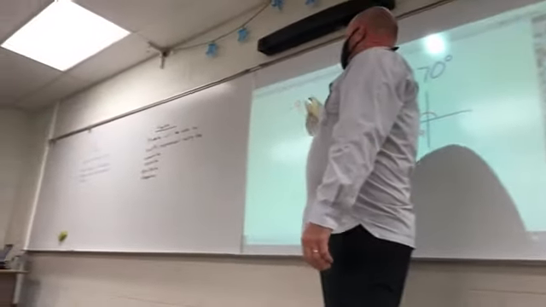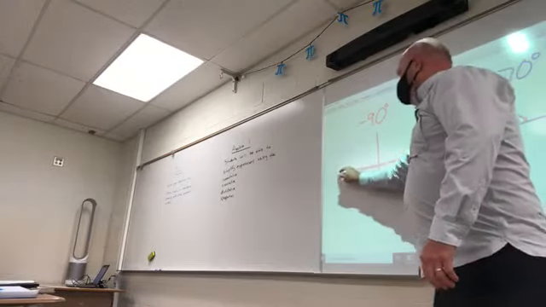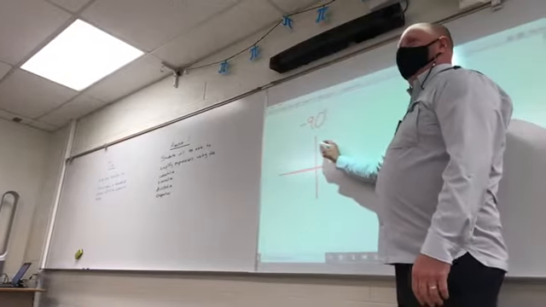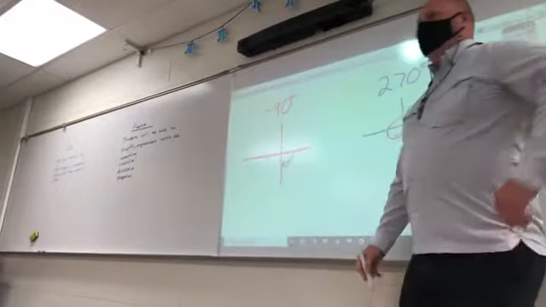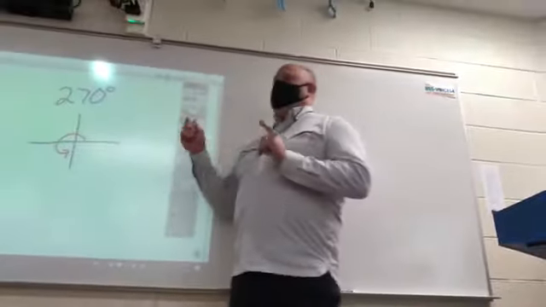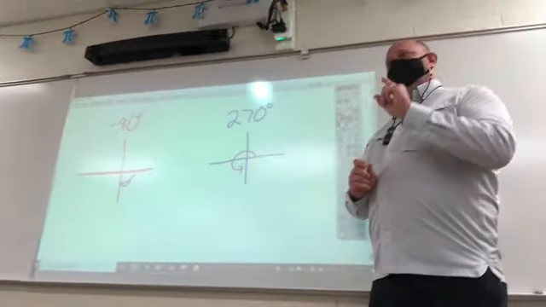What do you think a negative 90 degree angle would then look like? So, now, instead of going up, we're just going to go down. Okay? So we can also have negative degree angles. Now, do these end up in the same position? Yes. Are they the same thing?